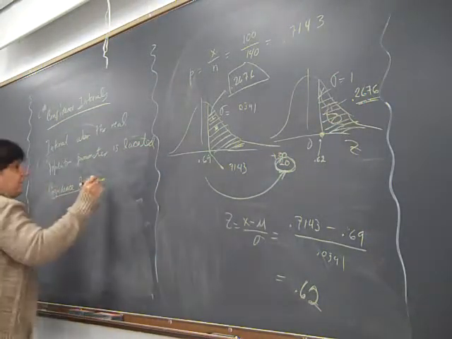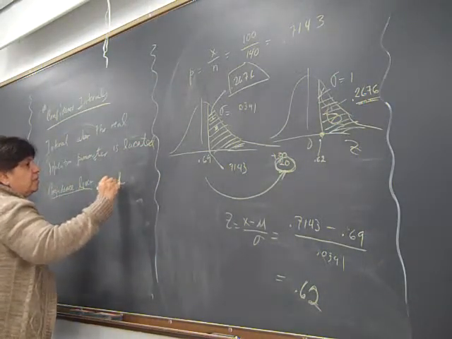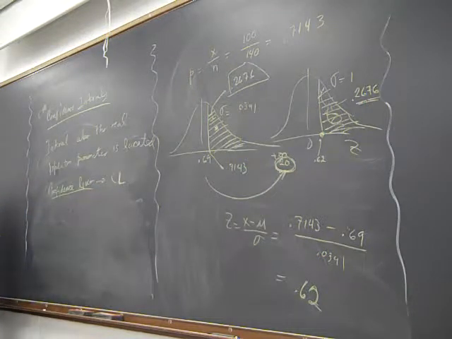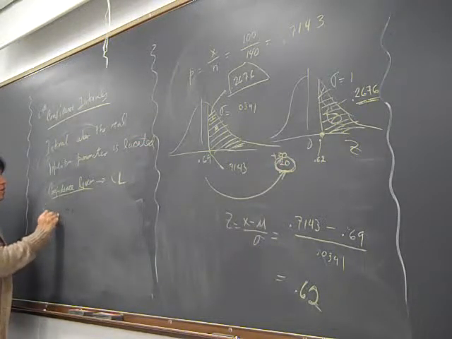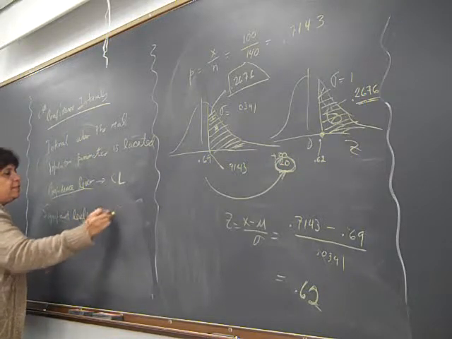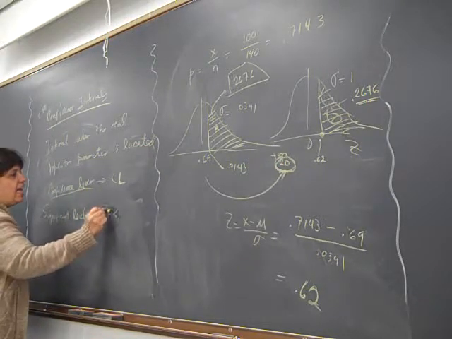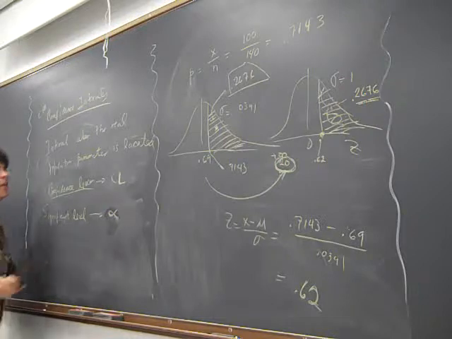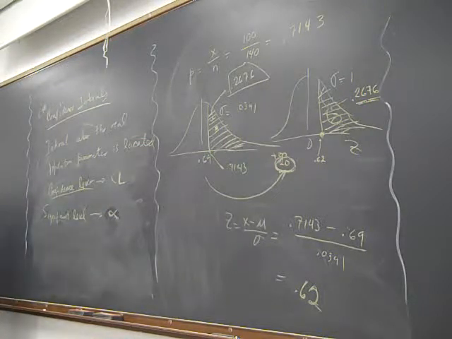Okay, the confidence level. We have also one variable that is the significance level. And that is called alpha. Alpha. No, not A, not O, not S. It's alpha. It's a Greek letter, alpha.